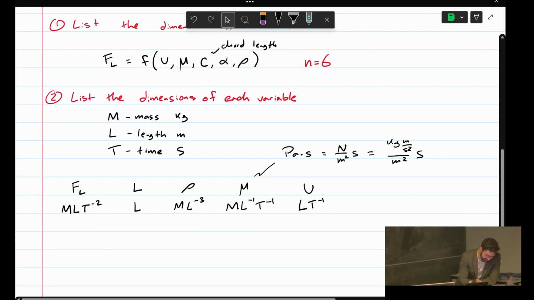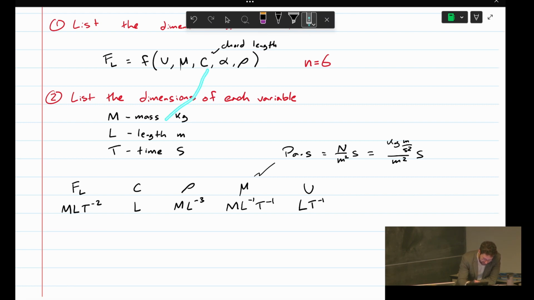Okay, so actually this L is different in my notes, but we basically called that C, chord length, some sort of length scale. So sorry about that. This C is this C. Okay, we've done all of our variables except angle of attack.